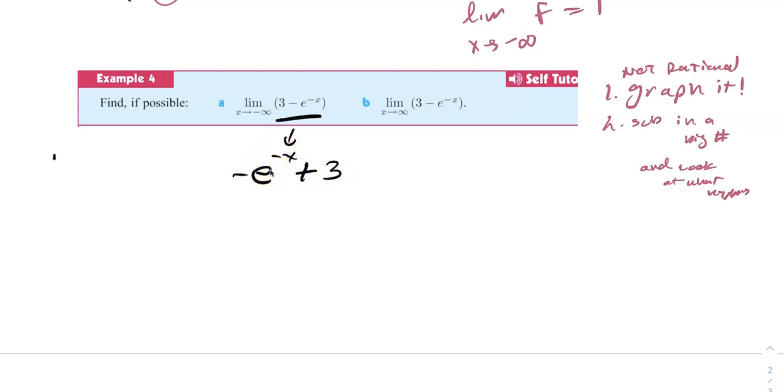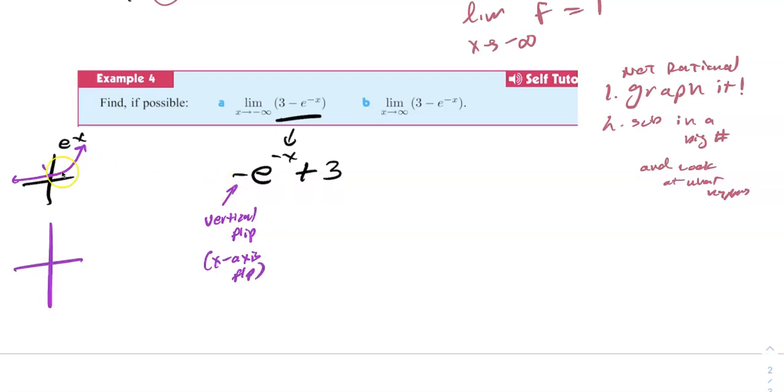So let's start off easy. e to the x graph looks like this. Starts right there, it crosses that 1 and goes up. It's an exponential graph. That's what an e to the x graph looks like. What does the negative in front do, if you remember? The negative in front is a vertical flip, or a lot of people call that an x-axis flip. So it's going to look like this. It's a flip upside down.